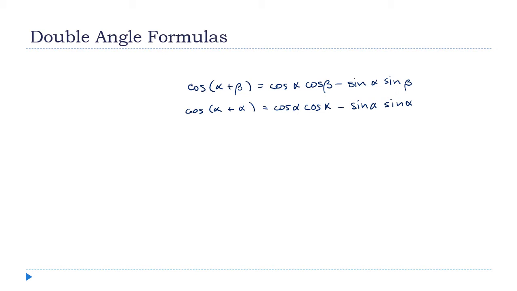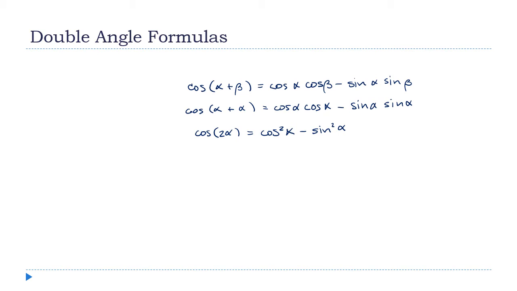And now just simplify. Alpha plus alpha, this is cosine 2 alpha, and that's what I was looking for, equals cosine squared alpha minus sine squared alpha. And that's it. There's my formula.